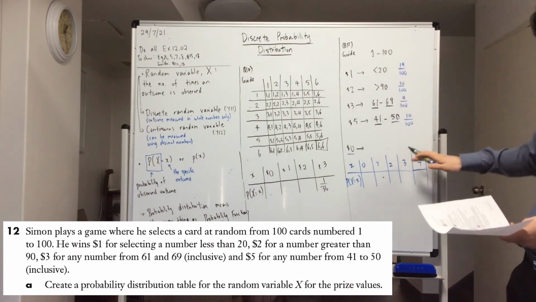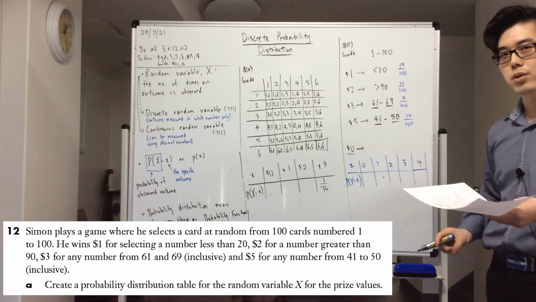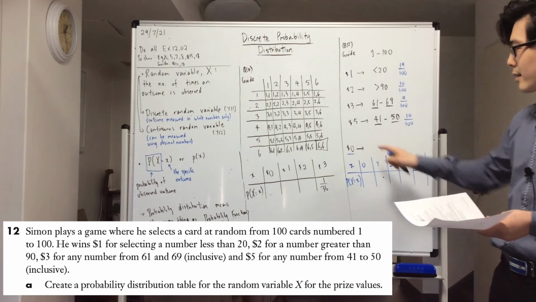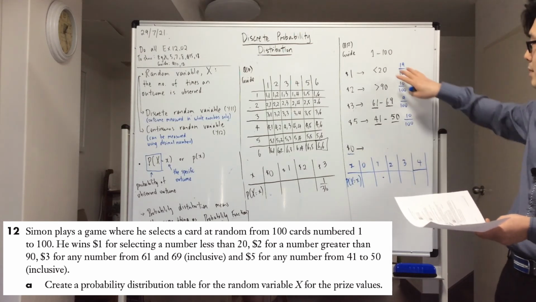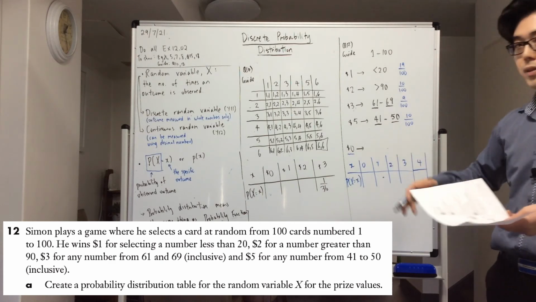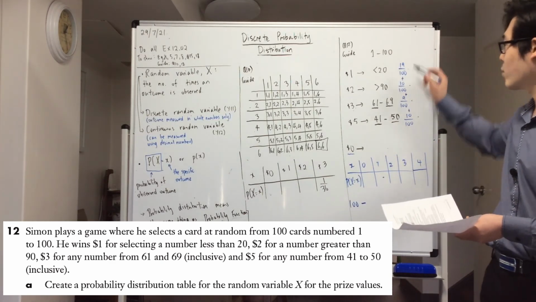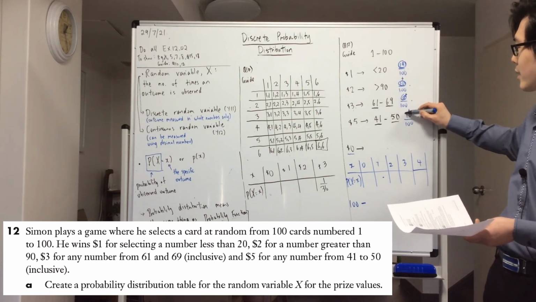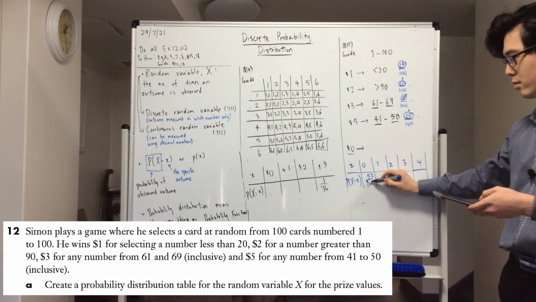Once I have all these probabilities though, how would I calculate the probability of $0? That's basically all other numbers besides these, isn't it? So the quickest way to calculate the remaining numbers is 100 take away 19, take away 10, take away 9, take away 10, if you do that.